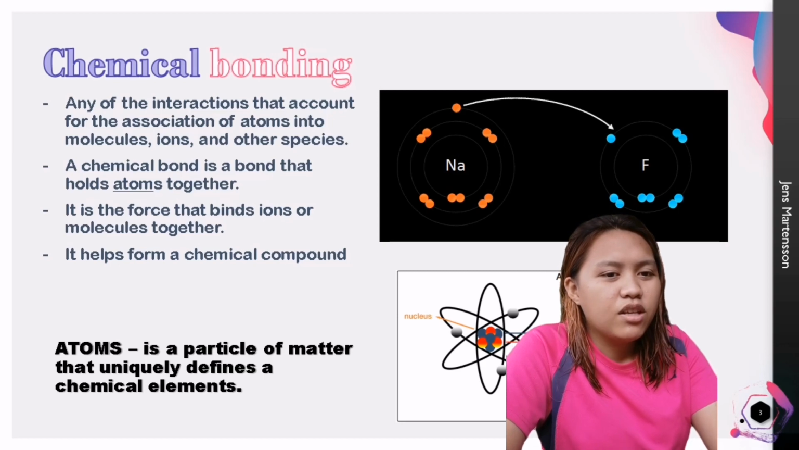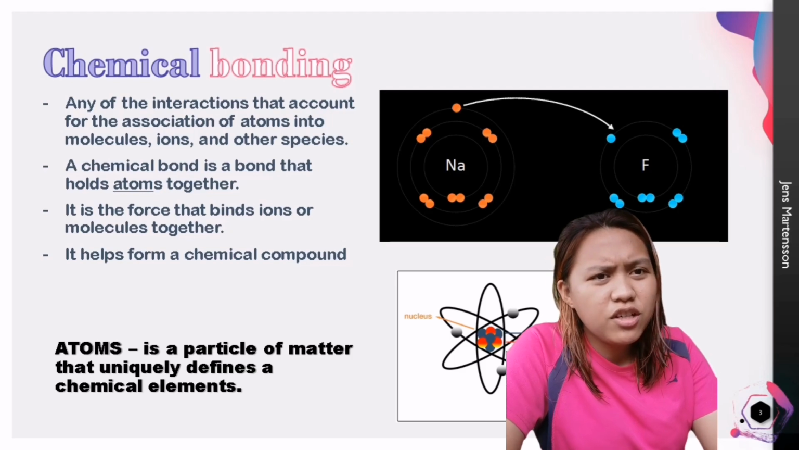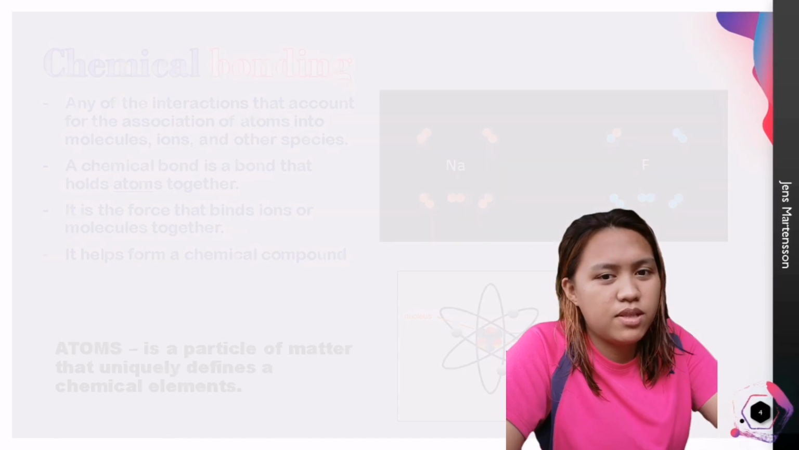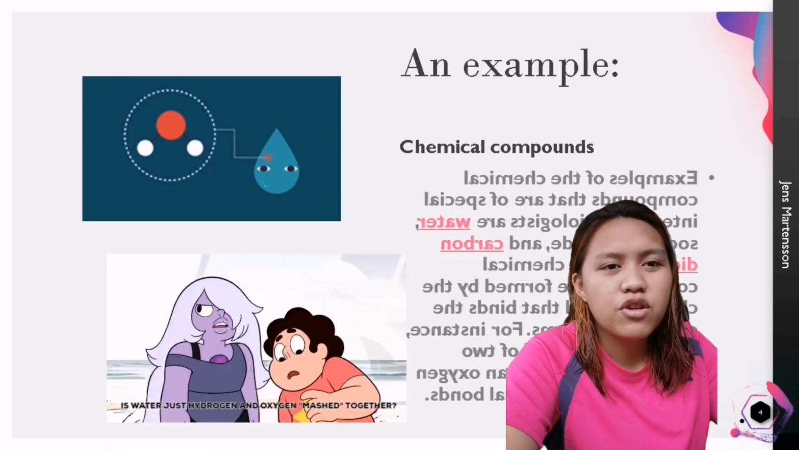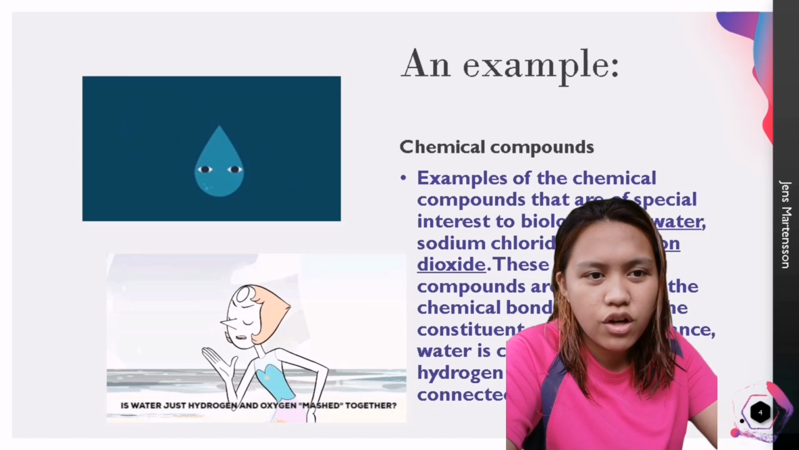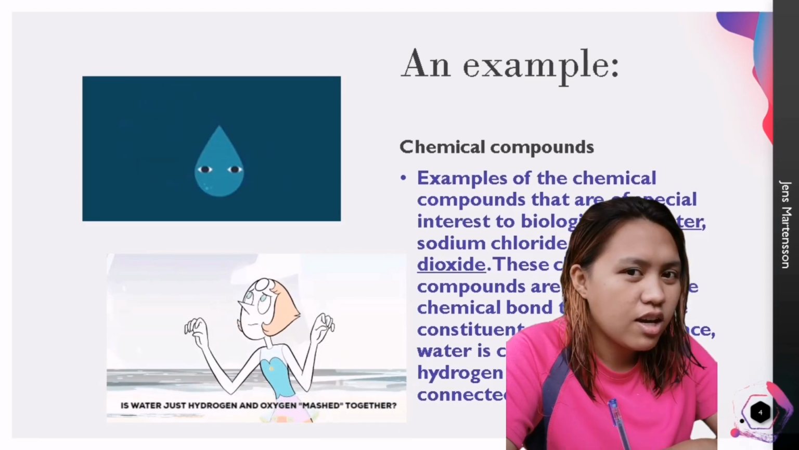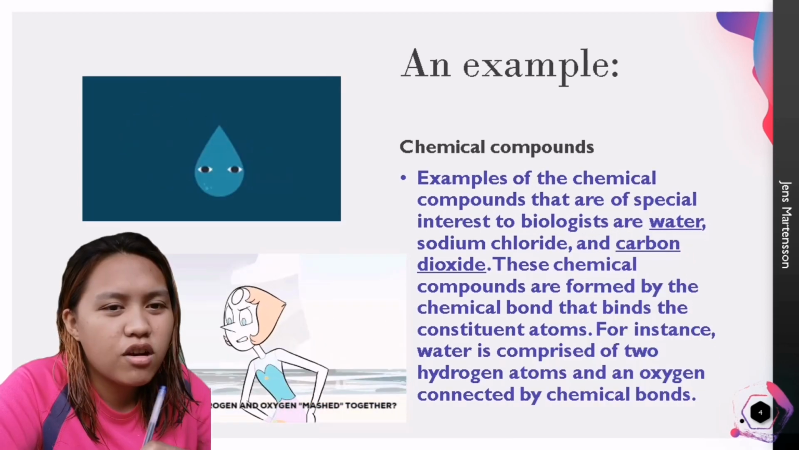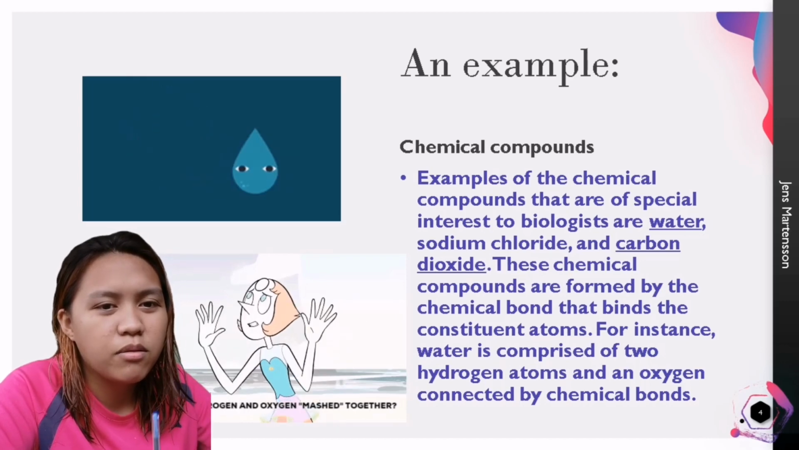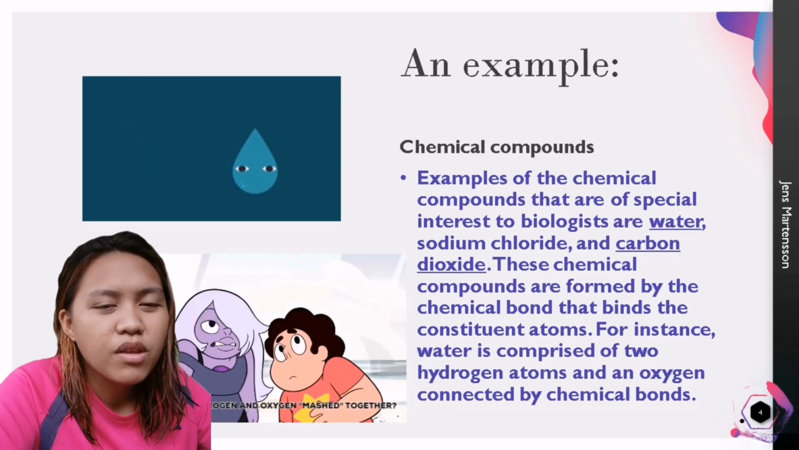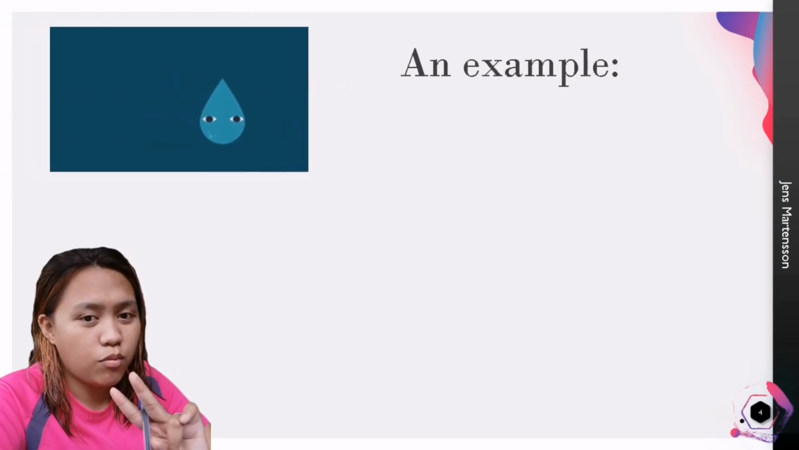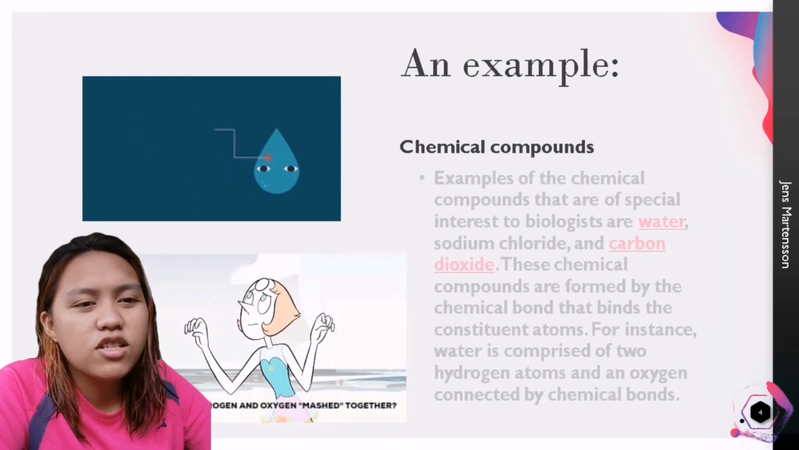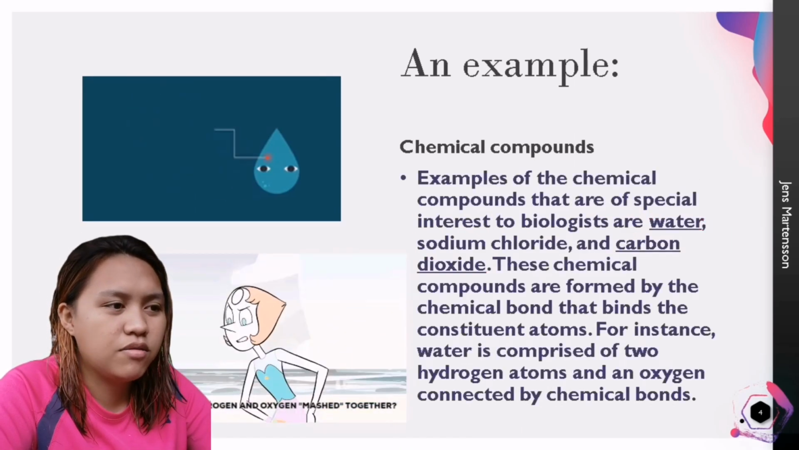An additional example would be chemical compounds. Examples of chemical compounds that are of especial interest to biologists are water, sodium chloride, and carbon dioxide. These chemical compounds are formed by the chemical bonds that bind the constituent atoms. For instance, water is comprised of two hydrogen atoms and an oxygen atom connected by chemical bonds.